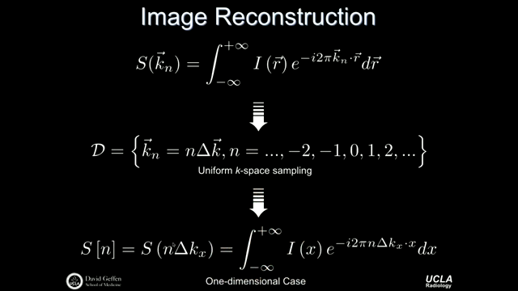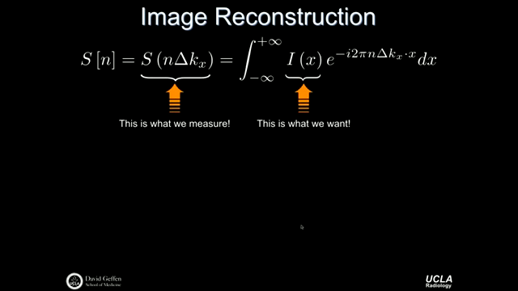Okay, so we can make this substitution, which just basically says, well, we don't actually care about k as some continuous variable. We just care about k as some discrete variable where n is some integer and delta kx is fixed by a field of view in the x direction. So easy enough. This is just the one-dimensional case. Going to two dimensions just means we have another complex exponential term, and we could map that out if we wanted to. So again, this is what we actually measure, right? We measure the amplitude of those k points, specifically at locations n delta k, right? Those are the points in k-space that we actually measure, the discrete points in k-space that we care about, so to speak.